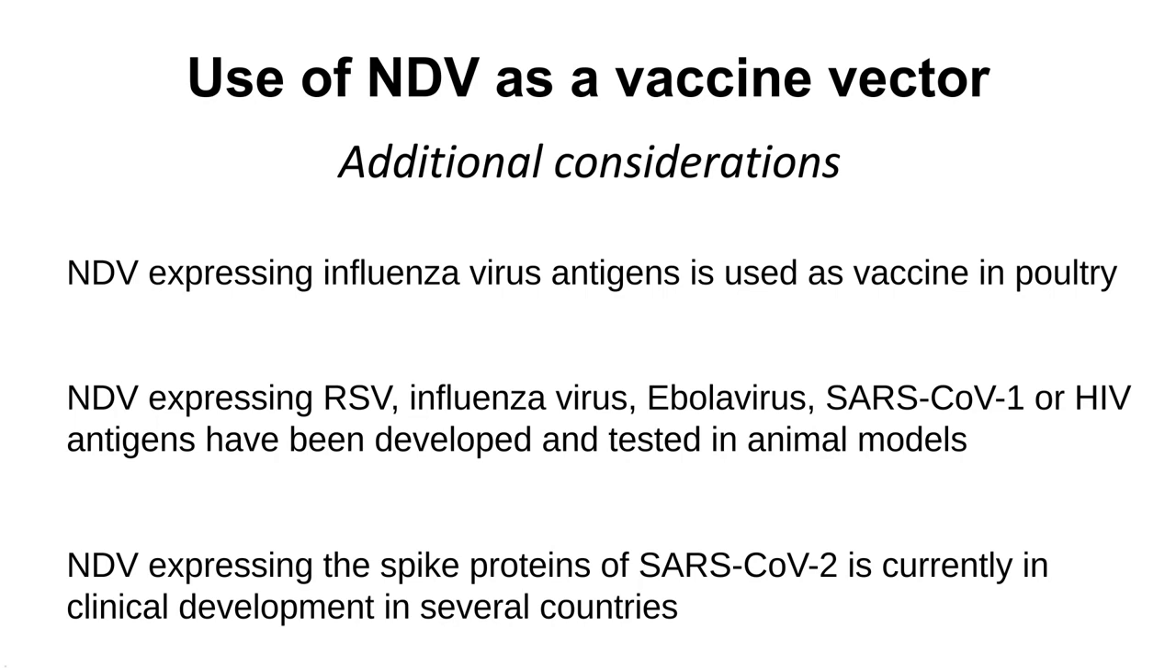And now we have the Newcastle disease virus expressing the spike protein of SARS-CoV-2 in clinical development in several countries. So we hope that in the near future, the clinical development will be finished, and this will be a new vaccine that could be used, easier to produce, and easier to administer also, because it's quite stable, than any other vaccines that are available right now.